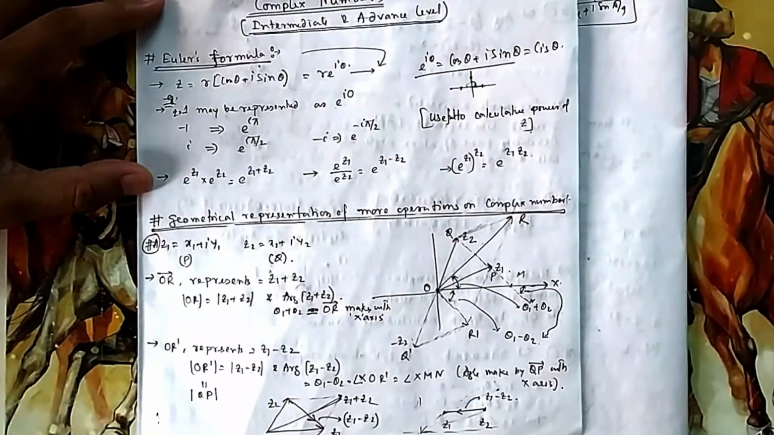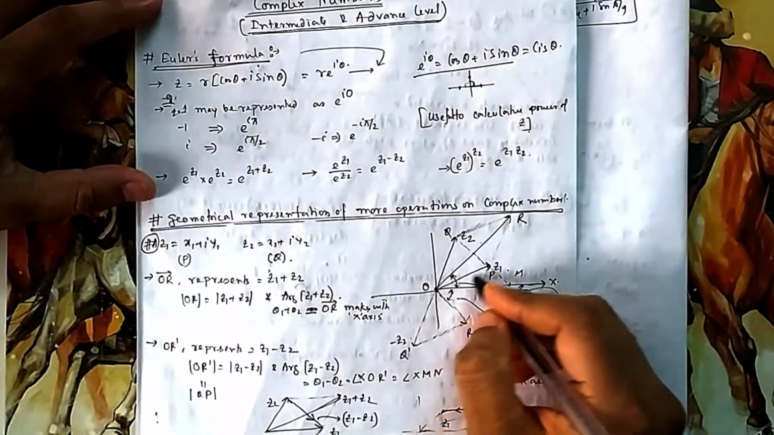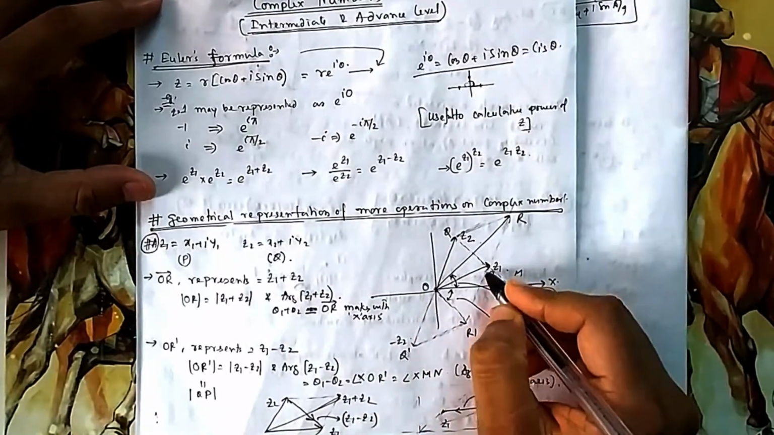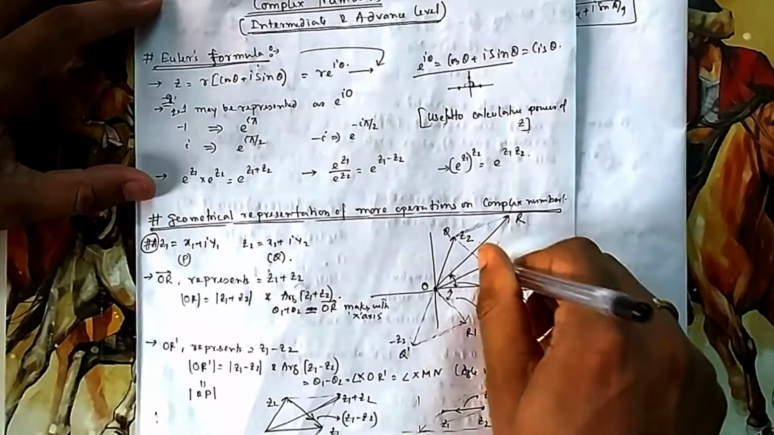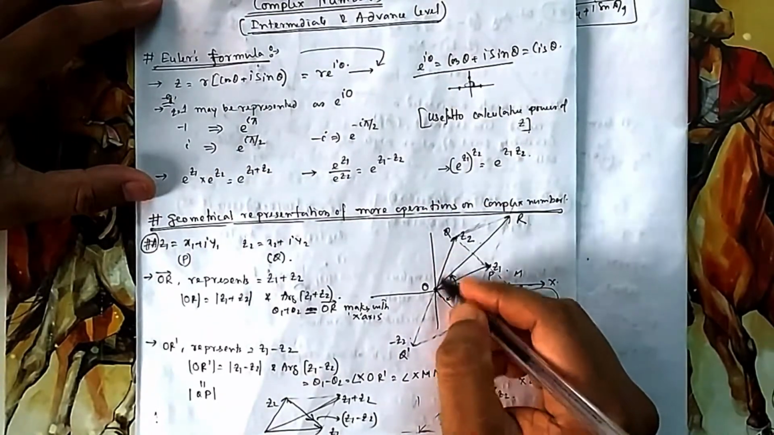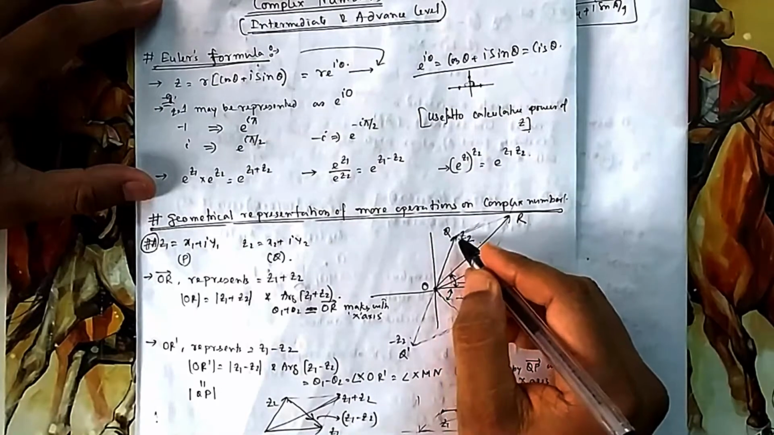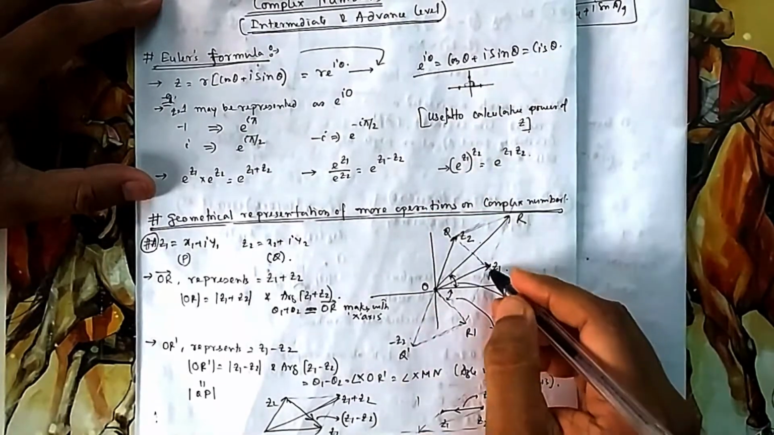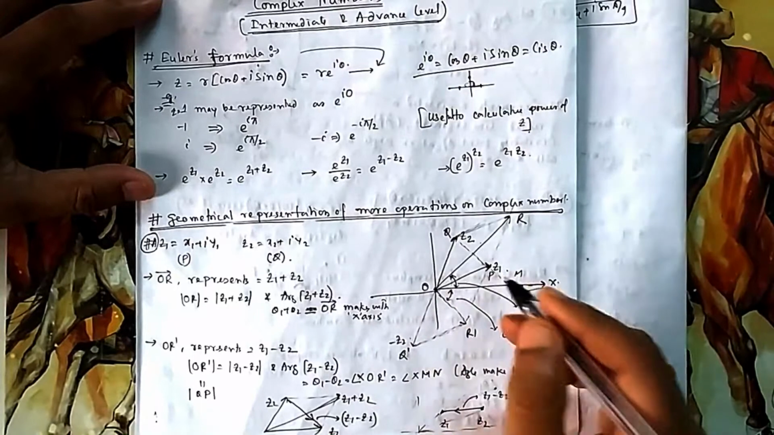If you have not studied vectors, this is very simple. A vector has a magnitude and a direction. This point is z1, and this point is z2. If you connect from the origin, it gives a vector. In vectors we say it is the position vector of z2 with respect to origin. This is the position vector of z1 with respect to origin.